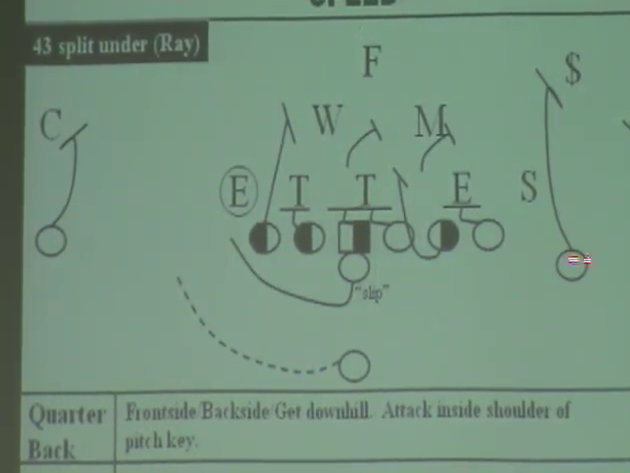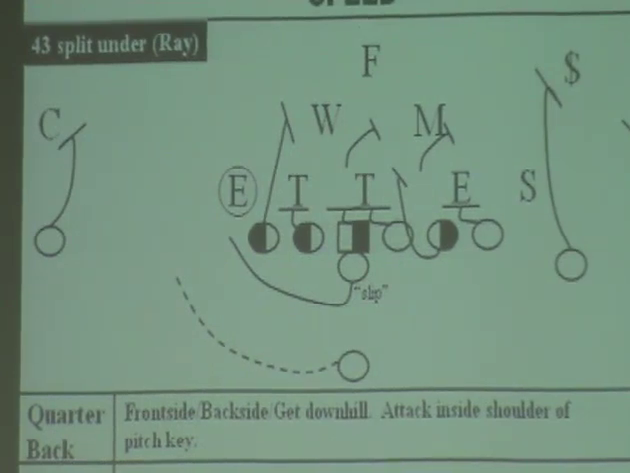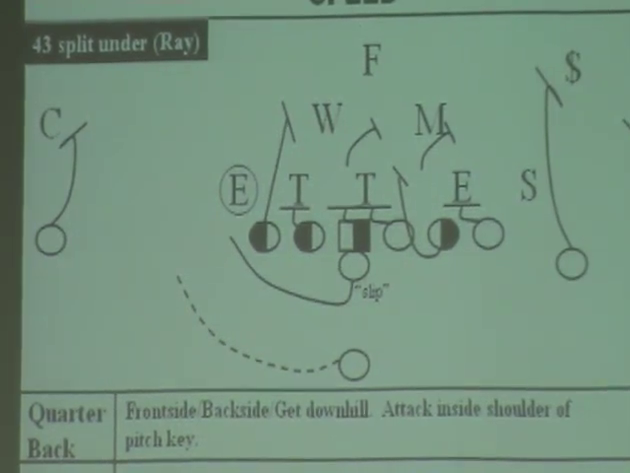We tell our quarterback when we're in the gun that we are going to attack the inside shoulder of the pitch key. It's the running back's job to get in pitch relationship. We want the quarterback going as fast as he can. He cannot allow the pitch key to make the tackle on the play if he decides to pitch it. We will run this play under center. The only time we will really run it under center is when we're on the goal line.